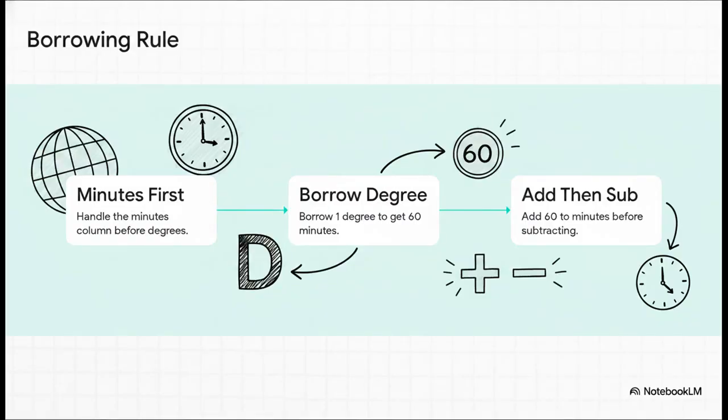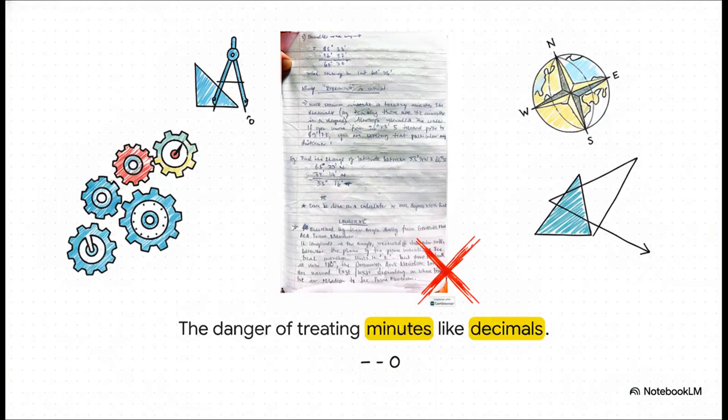And this is it, the absolute #1 trap for students. You cannot, under any circumstances, treat coordinate minutes like base 100 decimals. There are 60 minutes in a degree, not 100. So if you need to subtract a larger minute value from a smaller one, you absolutely must use the 60-minute borrowing rule. You borrow 1 full degree, which immediately turns into 60 minutes, and then you add those 60 minutes to your minute column before you do your subtraction. Seriously, treating minutes like decimals will totally wreck your entire calculation.